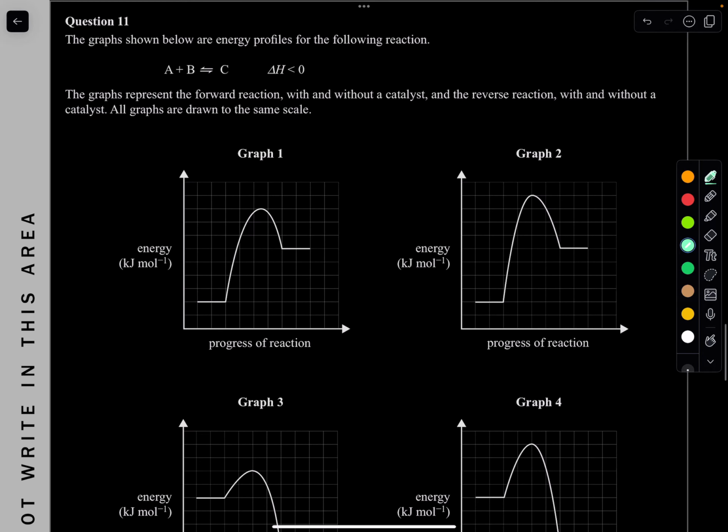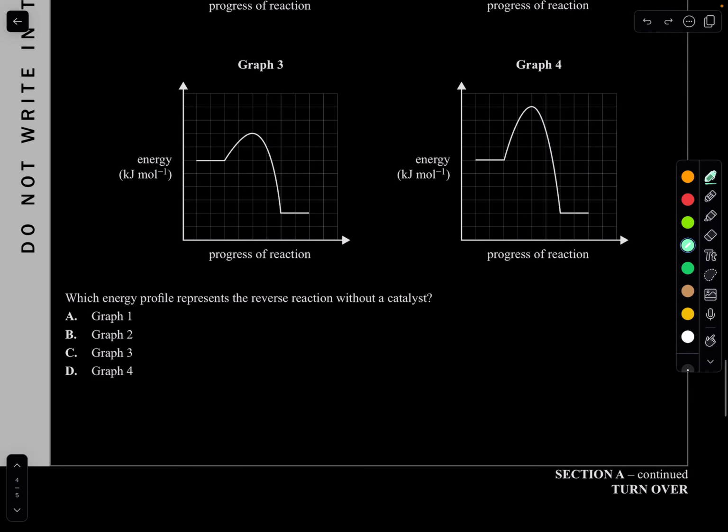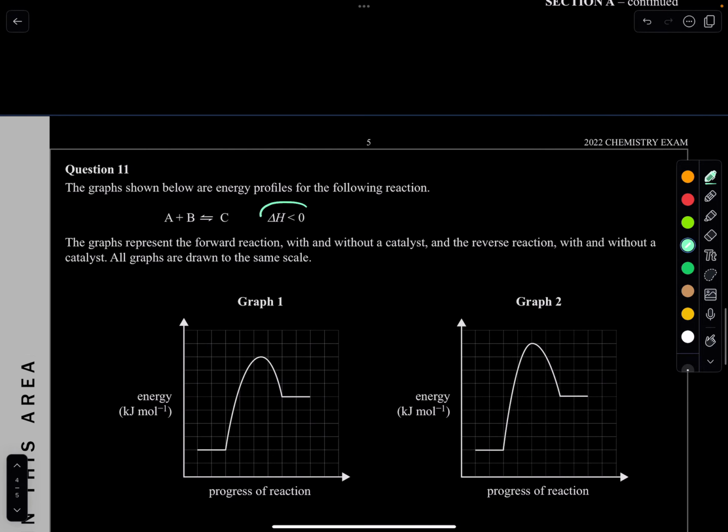Question 11. The graphs shown below are energy profiles for the following reaction. So, okay, it's a negative enthalpy change, so it's exothermic. The graph represents the forward reaction with and without a catalyst, and the reverse reaction with and without a catalyst. All graphs are drawn on the same scale. Okay, so we have graph 1, 2, and 3. So, which energy profile represents a reverse reaction without a catalyst? So, we're talking about a reverse reaction. So, what does that mean? If your forward reaction is exothermic, your reverse has to be endothermic.